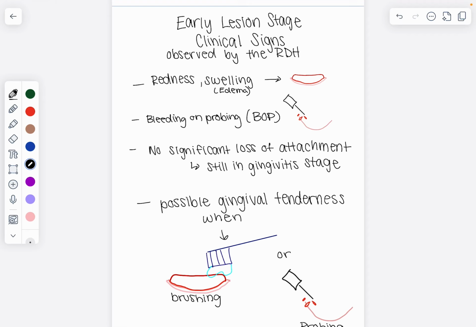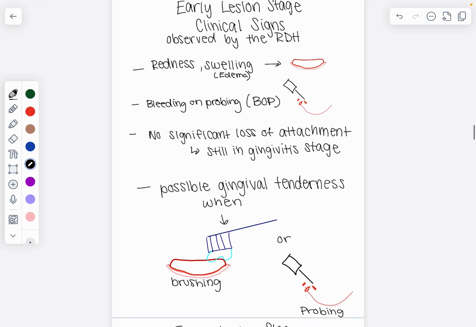Early lesion stage clinical signs observed by the RDH, such as redness and swelling due to the increase of blood flow and vascular permeability. The bleeding on probing is a key indication of active inflammation. No significant loss of attachment. It's still considered gingivitis at this stage, and possible gingival tenderness when brushing or probing.